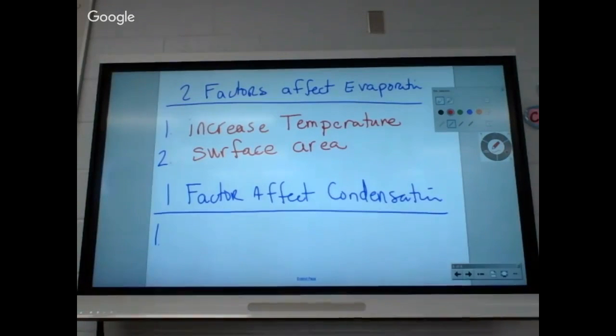All right. Now, before you yell out something dumb, listen to me before I ask this question. When I ask you for the 1 factor that affects condensation, it cannot be temperature, because we've already said temperature affects what? It affects evaporation. It's not the same answer for condensation. Okay? Now, as a gas, what affects the condensation in becoming a liquid again? Pressure.